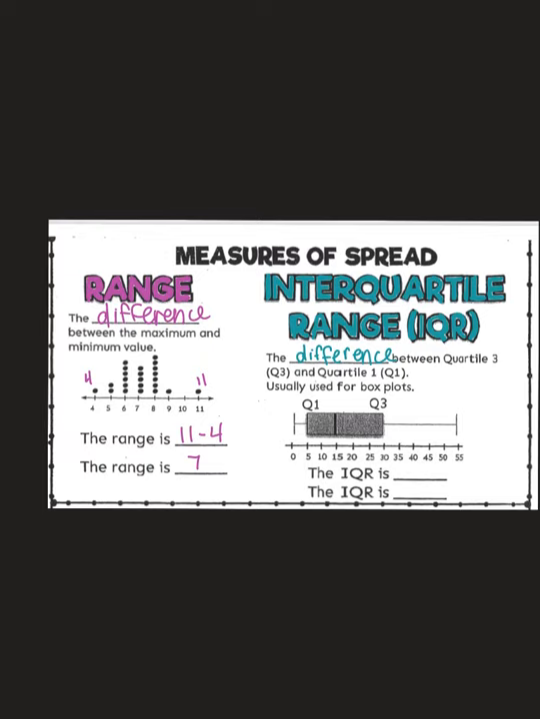The interquartile range is the difference between quartile 3 and quartile 1, and we usually use this for box plots more than anything. So my quartile 1, if I look, that is 5, and quartile 3 is 30. So 30 minus 5 is 25. So the measures of spread, again, are range and interquartile range.